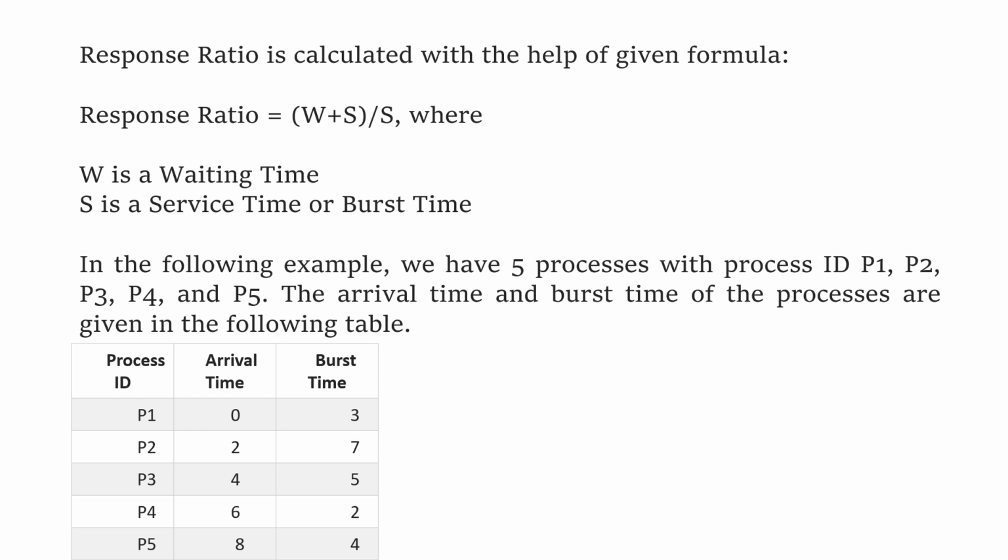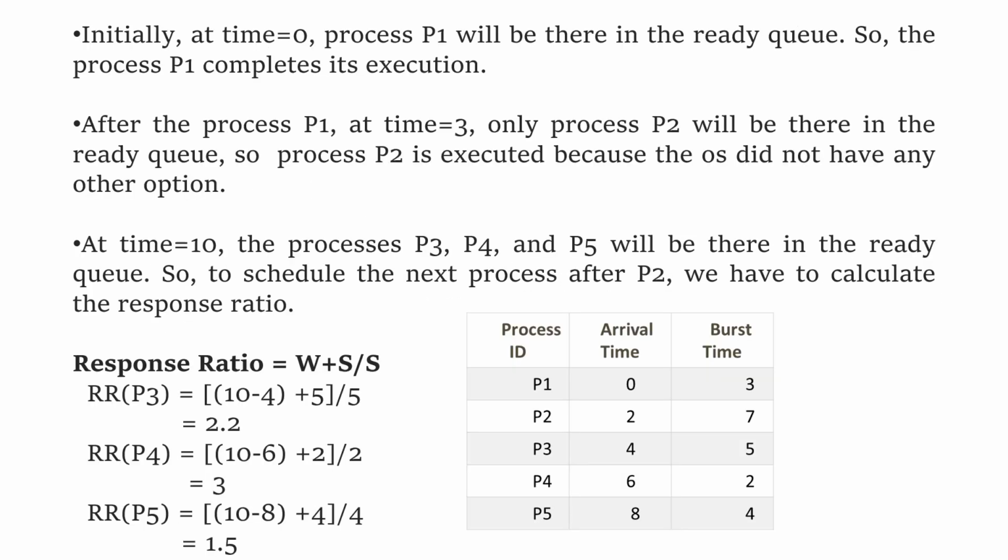We can understand the process of scheduling using an example of 5 processes with their arrival time and burst time. Initially, at time 0, process P1 will be there in the ready queue. So the process P1 completes its execution at time 3, that is, P1's burst time is 3. So we can see at time 3, only process P2 will be there. So P2 will be executed since the OS does not have any other option. Then P1 and P2 complete their execution at time 10.